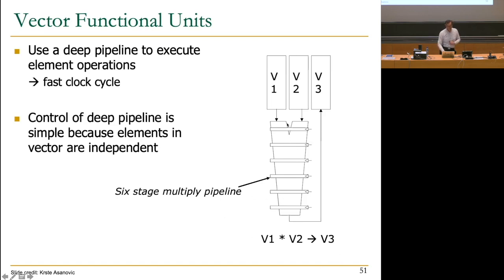And in this case, we're looking at a 6-stage multiplication pipeline. Right? After 6 cycles, the 0th element result is available, and it's placed in the destination register 0 element. And every cycle, because of the pipeline, you get 1 element per cycle. Initially, you fill the pipeline, but you get 1 element per cycle throughput from the functional unit. Based on all the pipelining principles, this is true, right? And here, the control of the deep pipeline of the functional units is simple because elements in the vector are independent.